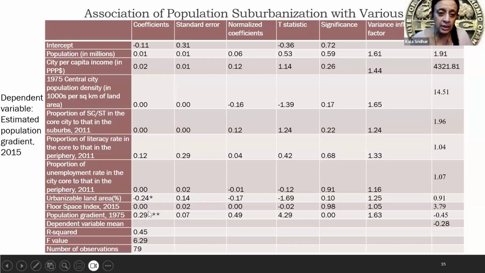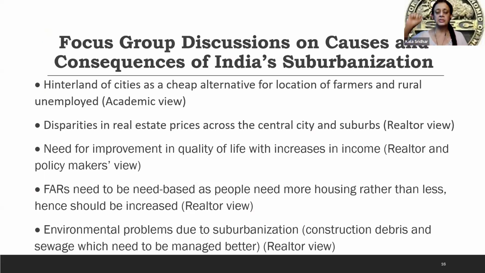And the lagged value of the density gradient has a positive and statistically significant effect, which means that a city's historical spatial distribution of population plays a very important role in explaining its urban form today, right? Which also makes sense. And this is consistent with a series of papers written on Indian cities by a number of authors. So that is one thing that I wanted to indicate.